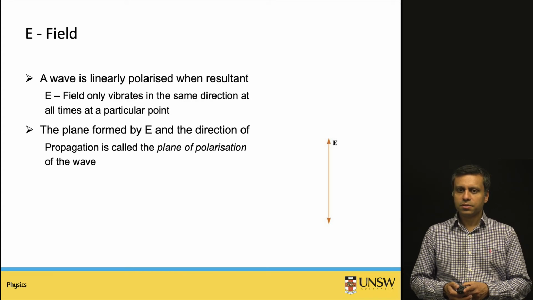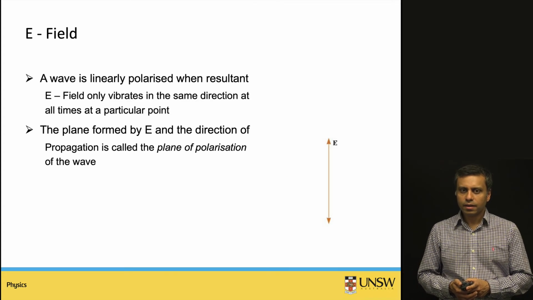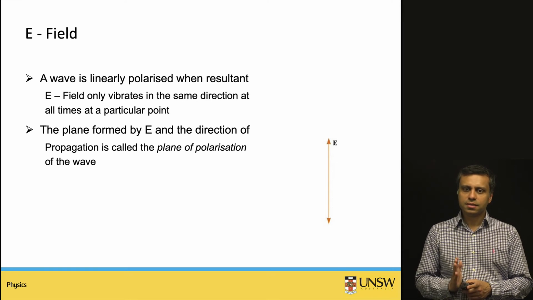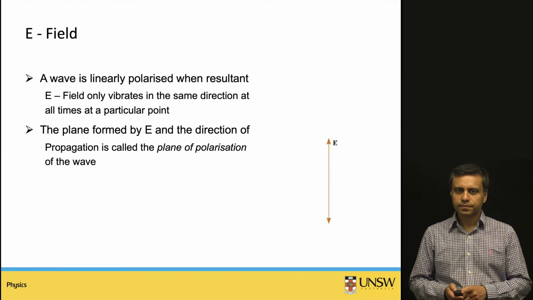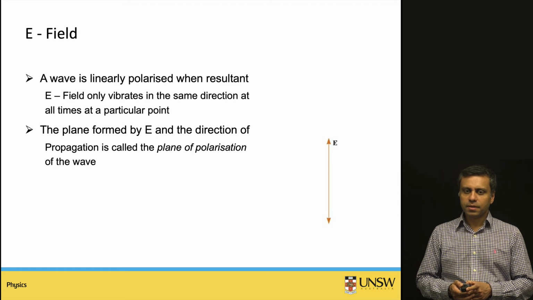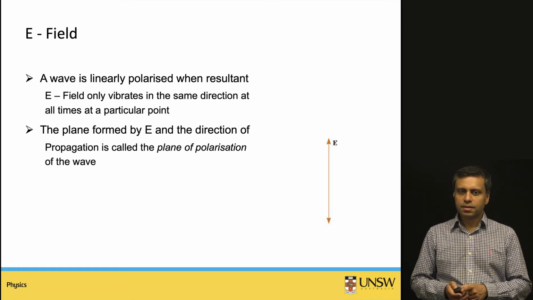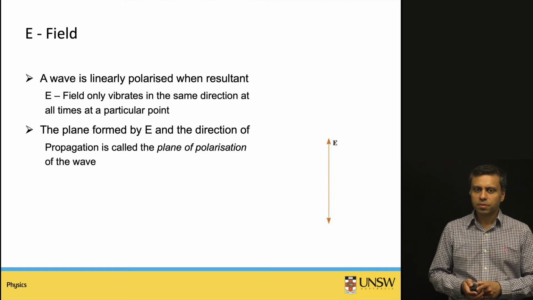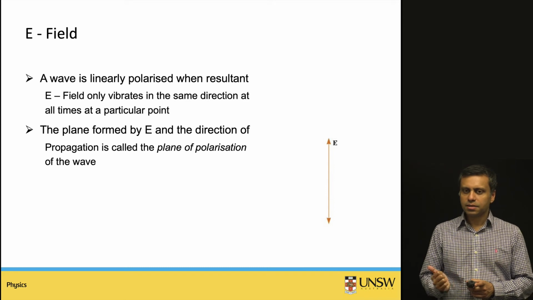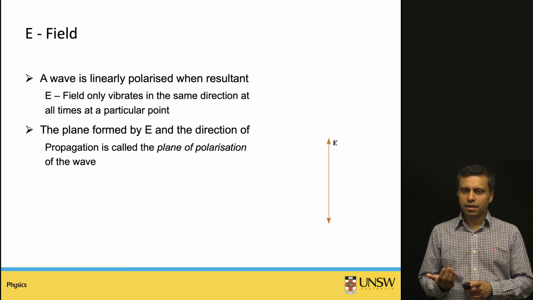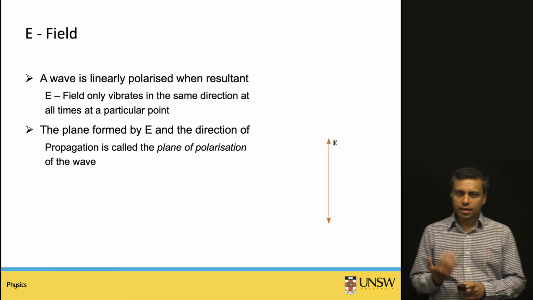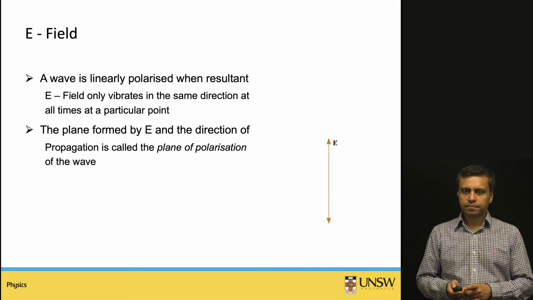But over here we show a polarized wave. It is linearly polarized. That means only one single plane exists. It is polarized in only one direction. The E field here only vibrates up and down in this case. The plane formed by E and the direction of propagation is called the plane of polarization. So the wave is propagating in another direction. So you can define a plane based on the polarization direction and the propagation direction, and that is called the plane of polarization of the wave.